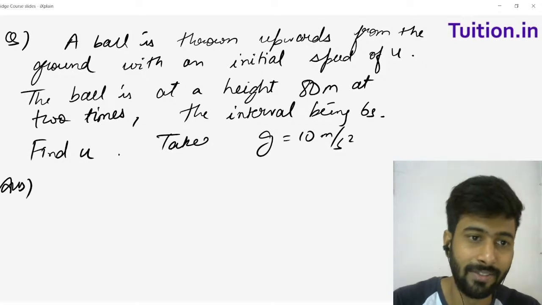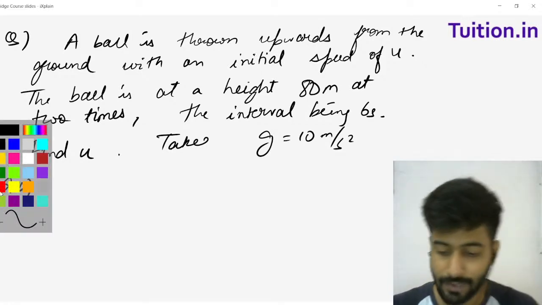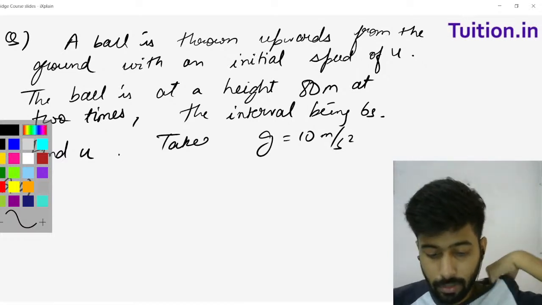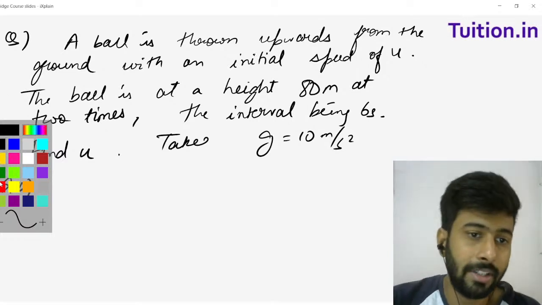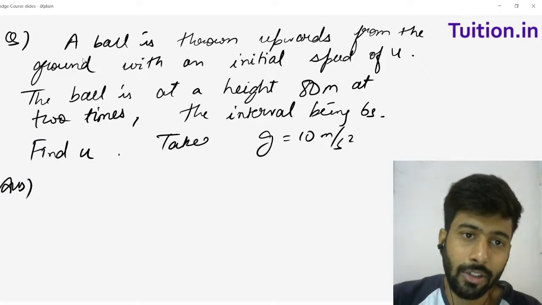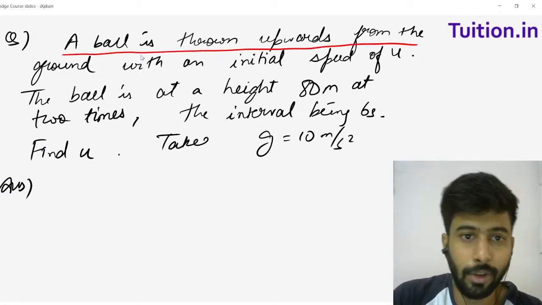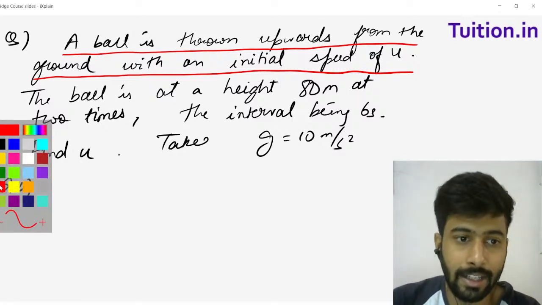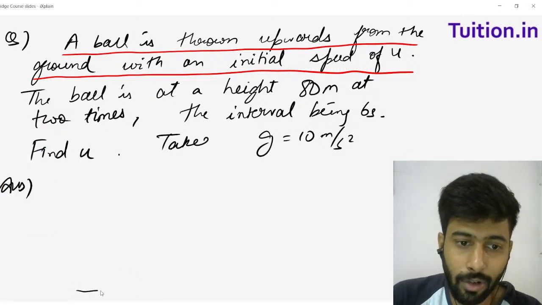Yes, Akshat. Let's first try to understand the problem. I will not really solve it today. I will solve it tomorrow because it will take time. But just let's try to understand it. So a ball is thrown upwards from the ground with an initial speed of u. I've underlined that much part. I will draw the diagram for that much.